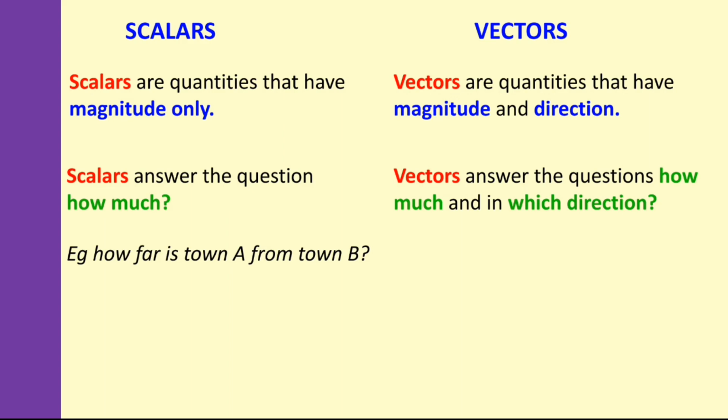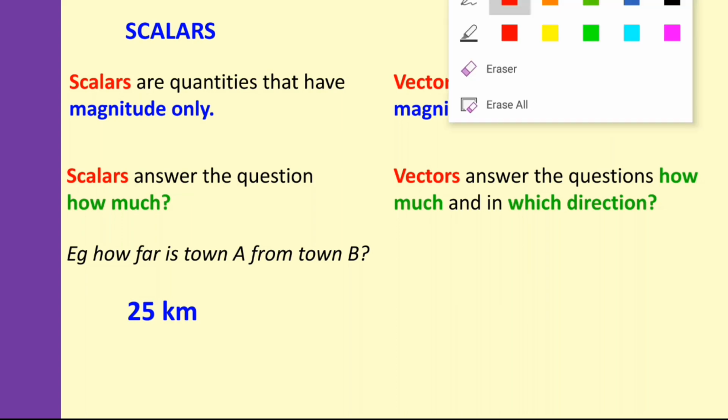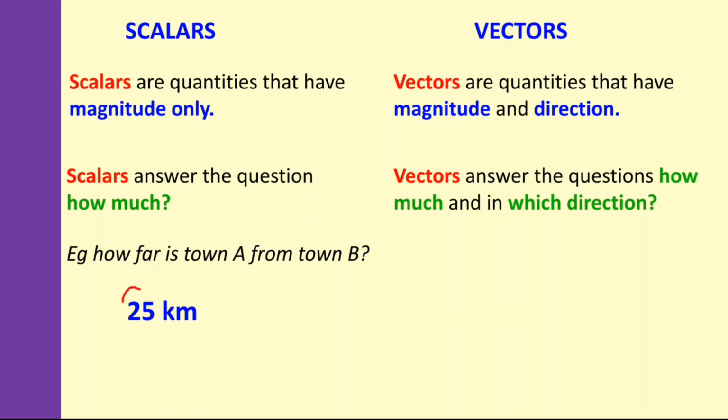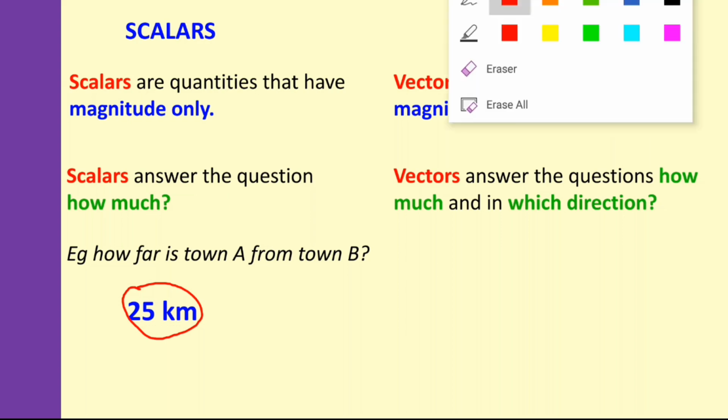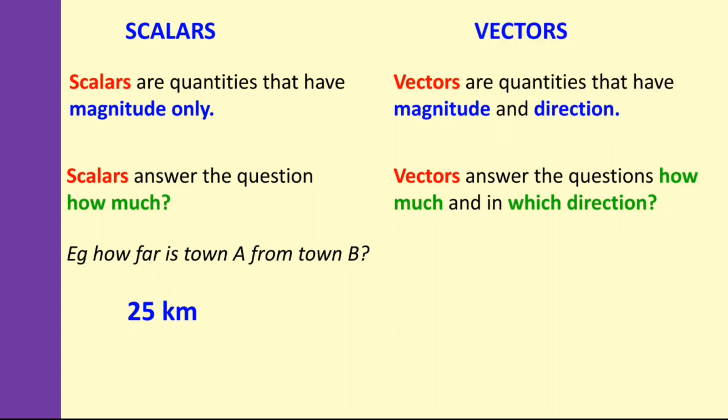For example, how far is town A from town B? We're looking at the size of the distance. How much is the distance between the two towns? The distance is 25 kilometers. Since in this particular instance, we're not worried so much about in which direction you take the 25 kilometers, along which path you are going to go, east, west, or south. This is an example of a scalar quantity. So distance is an example of a scalar quantity. Okay?